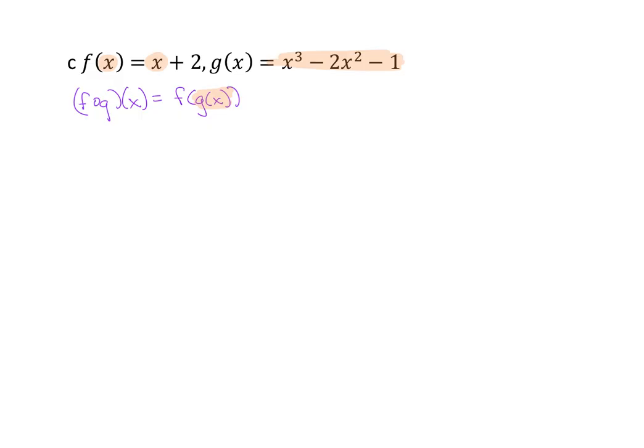And so if we do this, what we get is x cubed minus 2x squared minus 1. And then we still have our plus 2. And our plus 2 is coming from our f of x. All right, if we simplify this, what this simplifies down to is x cubed minus 2x squared. And if we combine our constant terms, we get plus 1.